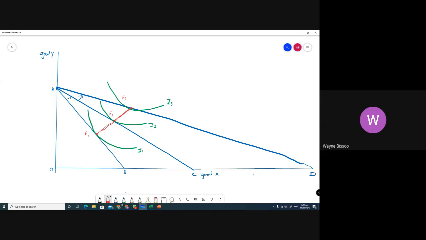And that gives us a new relationship, which we call, what's the name of this line, guys? Isn't it this red line? Income consumption curve. Nope, this is the price consumption curve.